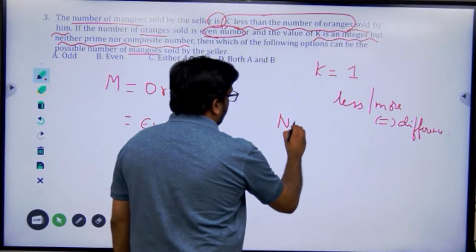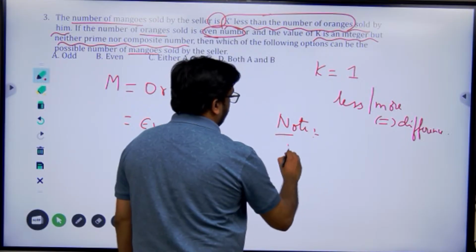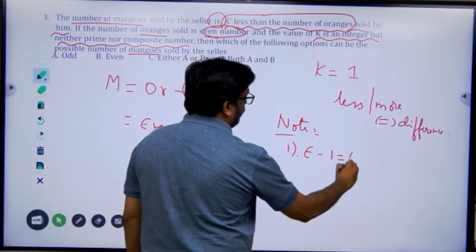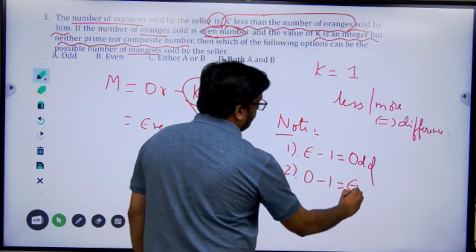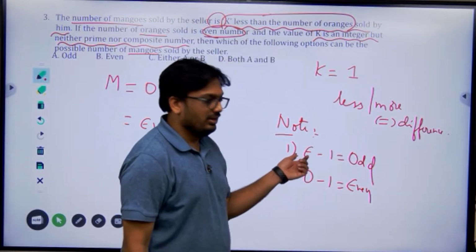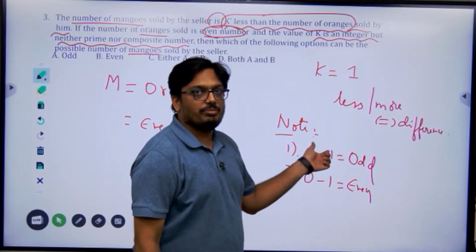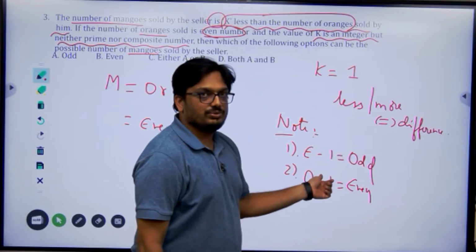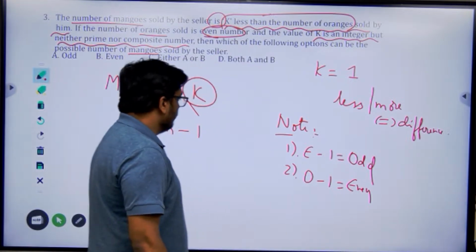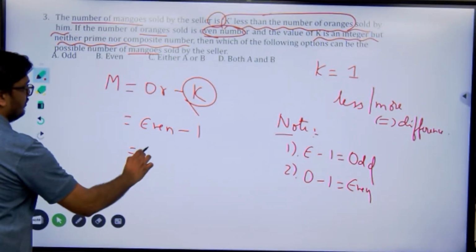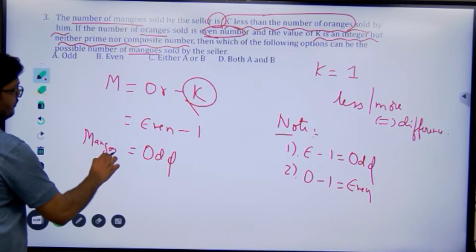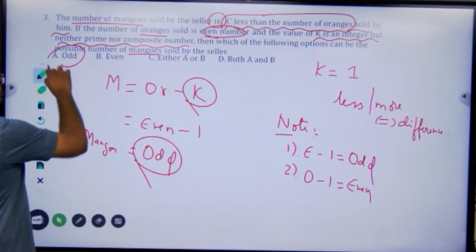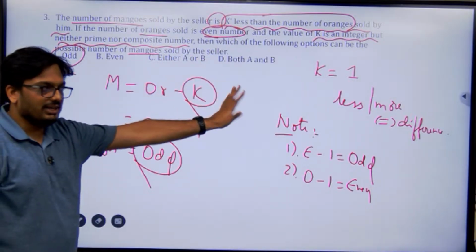One important note: even minus 1 is always odd, odd minus 1 is always even. Take examples: 2 minus 1 is 1, 4 minus 1 is 3, that is odd. Odd minus 1: 3 minus 1 is 2, that is even. Therefore, even minus 1 is odd. The number of mangoes sold will be some odd number. That is, option A is the correct answer.